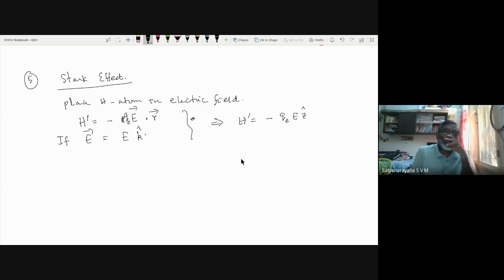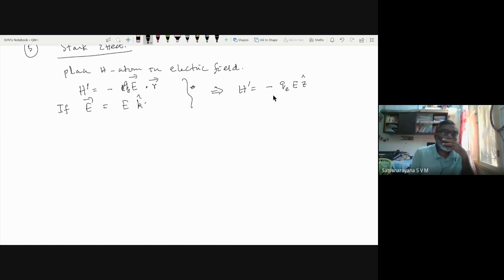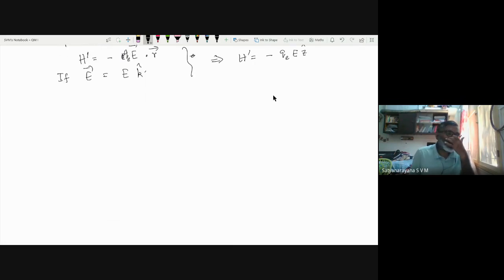Now we would like to see what happens to the energy levels. Suppose you say that you have one S state, that is phi 100 of r, theta, phi. Now you can see this is a symmetric function, right? I mean, mod phi 1 square is always symmetric.